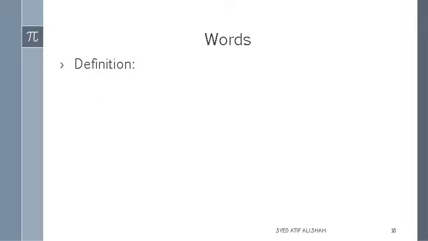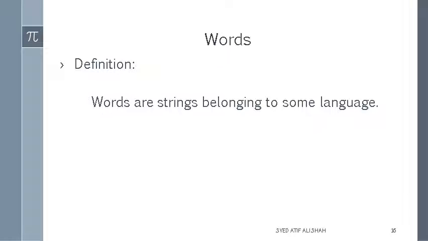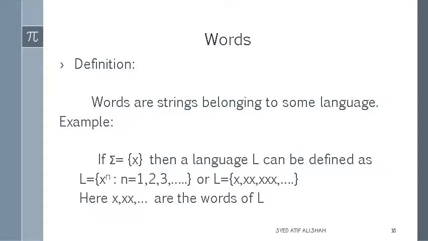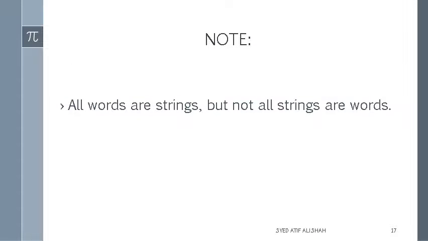What are words? Words are strings belonging to some language. Let's say we talked in the previous example, if sigma is equal to x, so x^n, n = 1, 2, 3 and so on. So we will have different strings, x, two times x and three times x, and we can call them the words of the language. An important thing to note here is that all words are strings, but all strings are not words. Let's say you consider the example of the English language. ABC could be a string, but ABC is not a word of the English language.